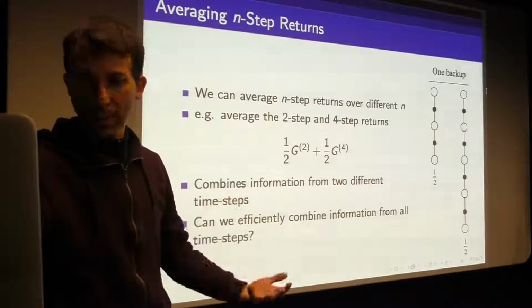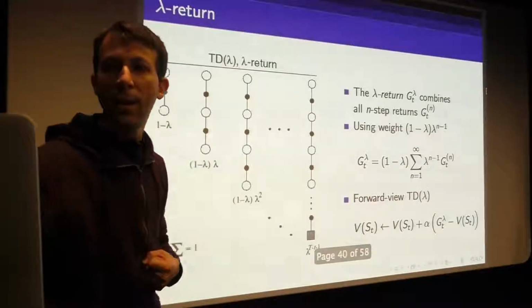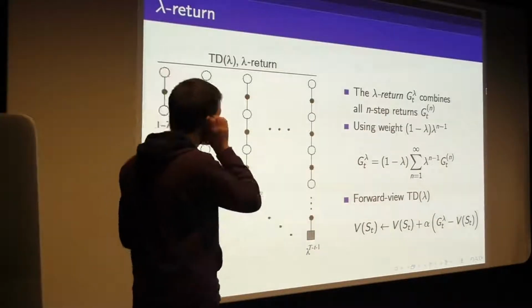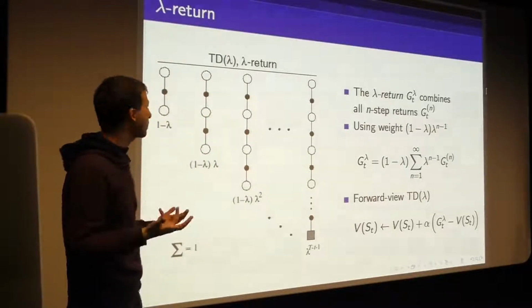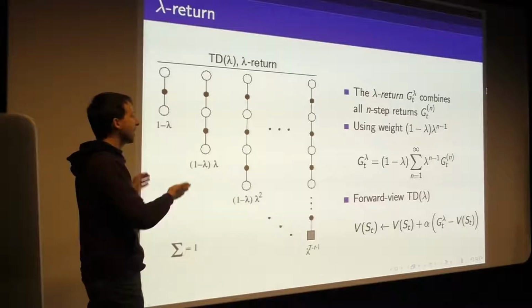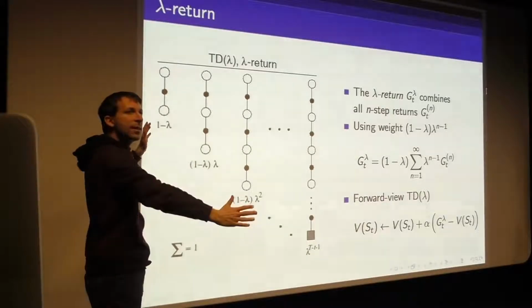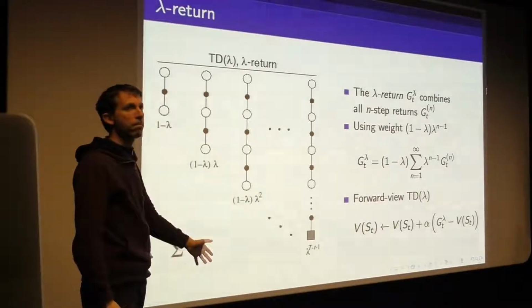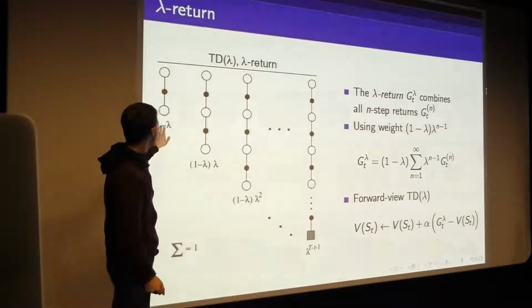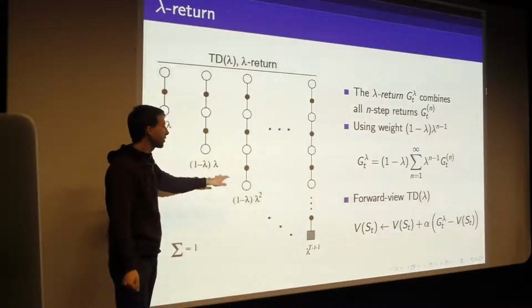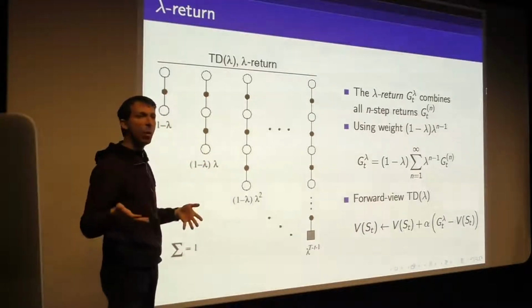And the answer is, yes, we can do that efficiently. The algorithm is called TD lambda. The main idea is to use a quantity called the lambda return, which is a geometrically weighted average of all the n-step returns going into the future. We have a constant lambda, which is between 0 and 1.